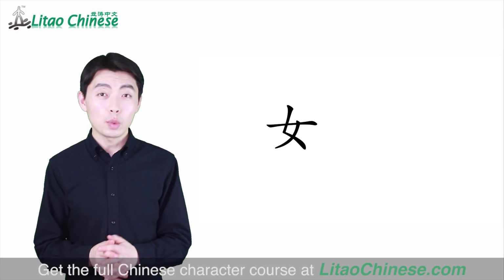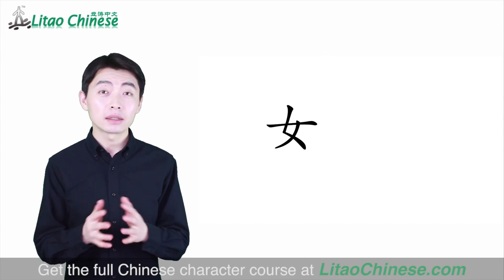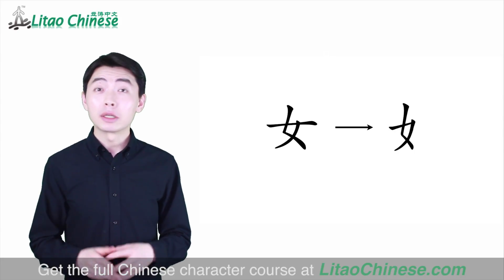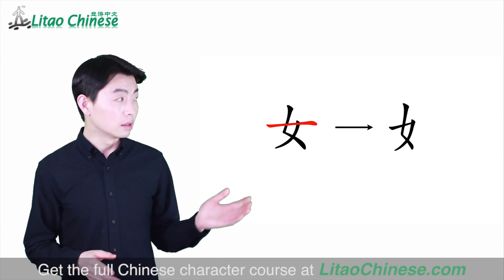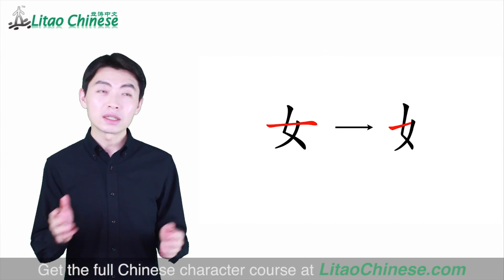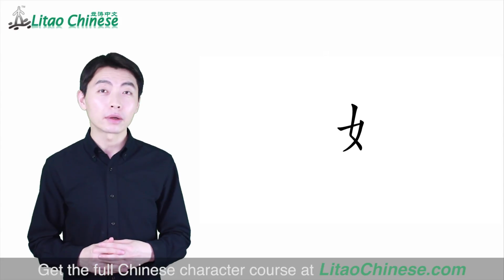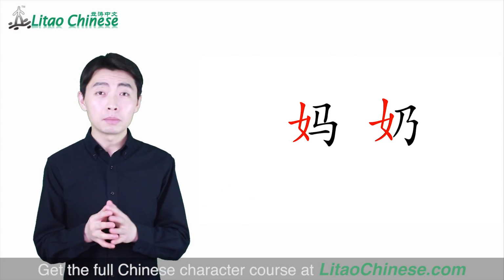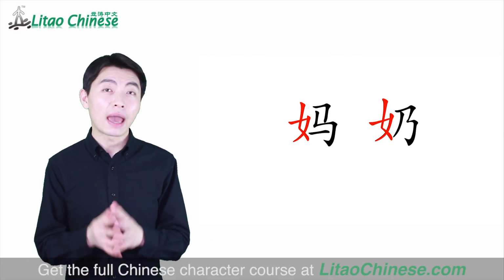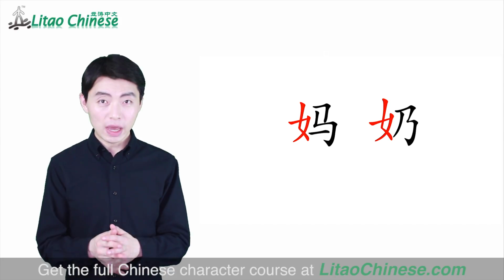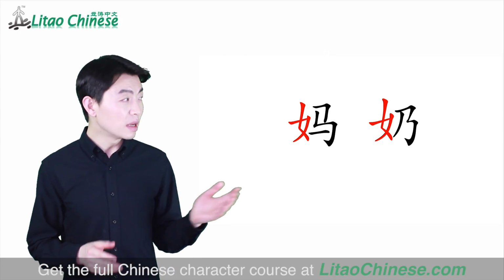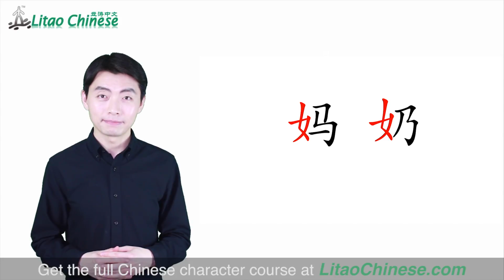The character 女 we have just learned can be used as a component as well, but we need to make the stroke 横 shorter. You will see this component in many characters, and it often appears on the left side of a character. Let's look at two characters with this woman-related component.